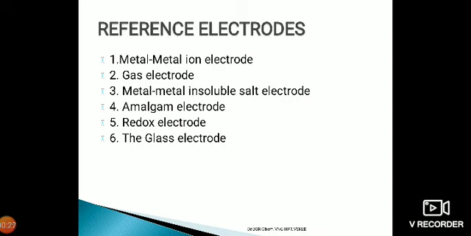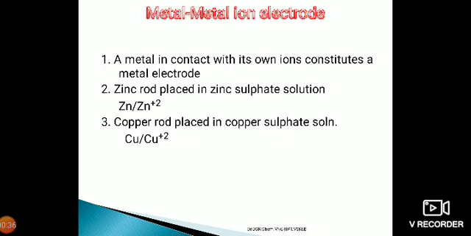These electrodes should be studied in detail, about their construction and functioning as reference electrodes. Let us see one by one. First one, metal ion electrode.